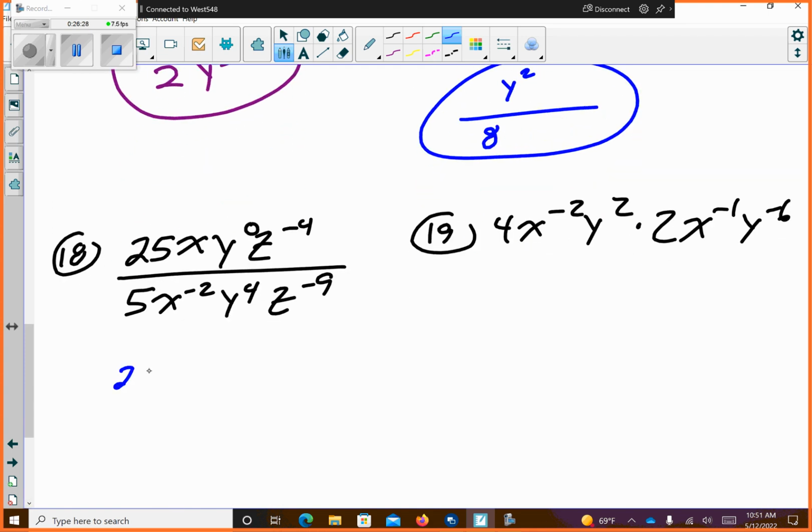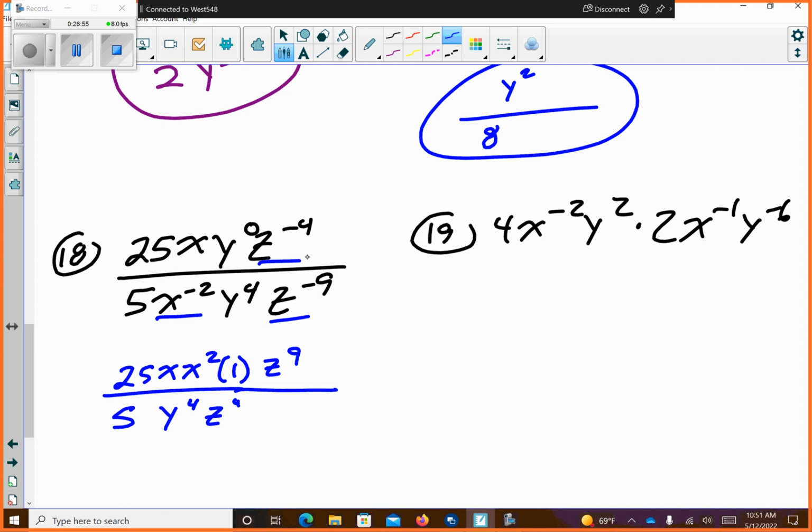So 25 stays on top for now, 5 on bottom. X stays on top. X to the 2nd joins it because it's going to move up. Y to the 0 is just 1. Z to the 9th is going to move up. Y to the 4th stays down below. Z to the 4th joined it. So these both moved. All right, so let's reduce it. 5 goes in itself once, goes in 25 5 times.